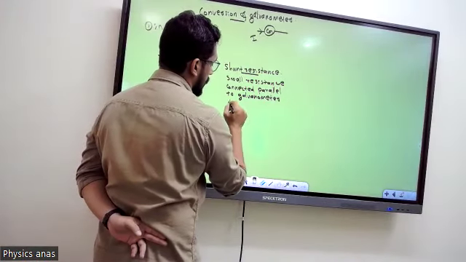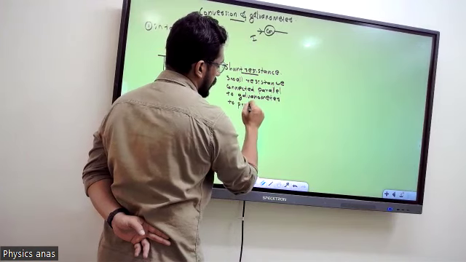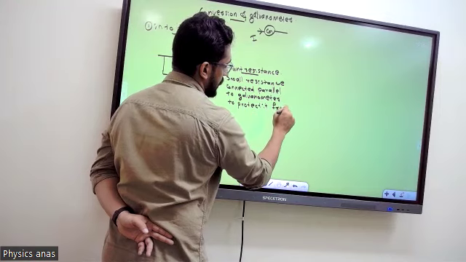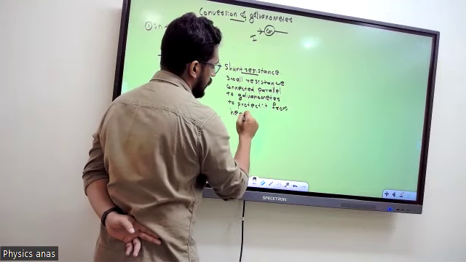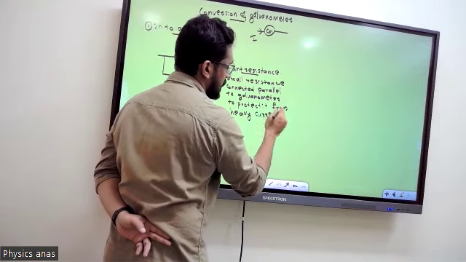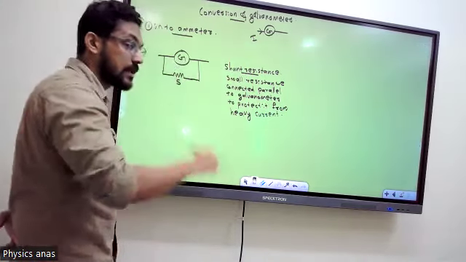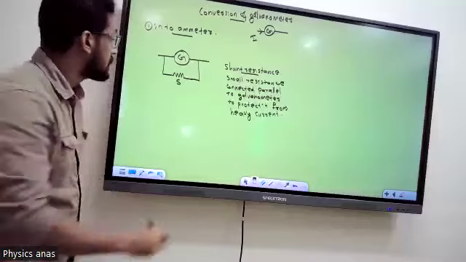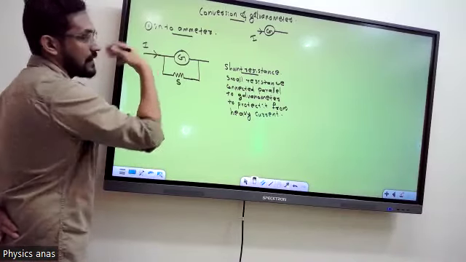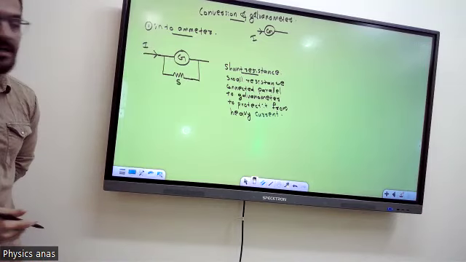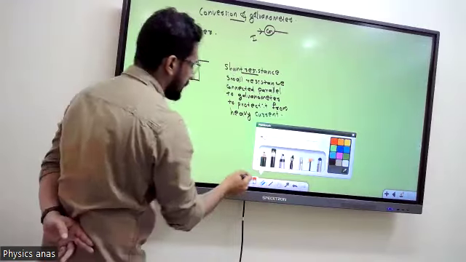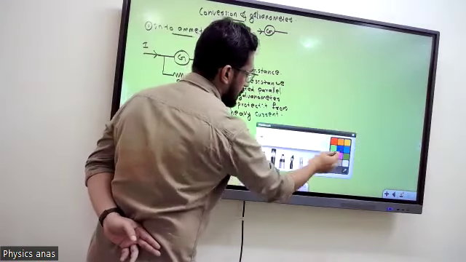To protect it from heavy current. How is that happening? How can this small value of resistance protect this galvanometer? Just imagine there is a large value of current passing through this line, passing through this cable. At this point, what will happen? Yeah, the current will be split. Current will split, right?